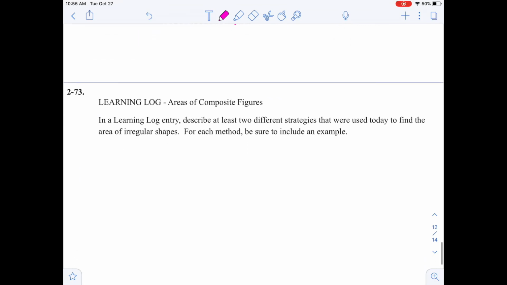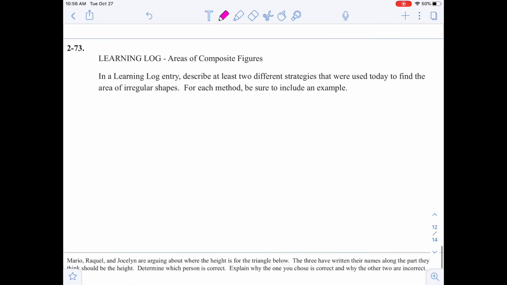And now we've got a learning log. In the learning log entry, you're going to describe at least 2 different strategies that were used today to find the area of an irregular shape. For each method, be sure to include an example. So what I would like you to do is maybe pick one of the figures that we did to find the area in these slides today, and write maybe step by step, like the first thing we did was that, and the second thing we did was that. So just write out what we did step by step in order to find the answer.